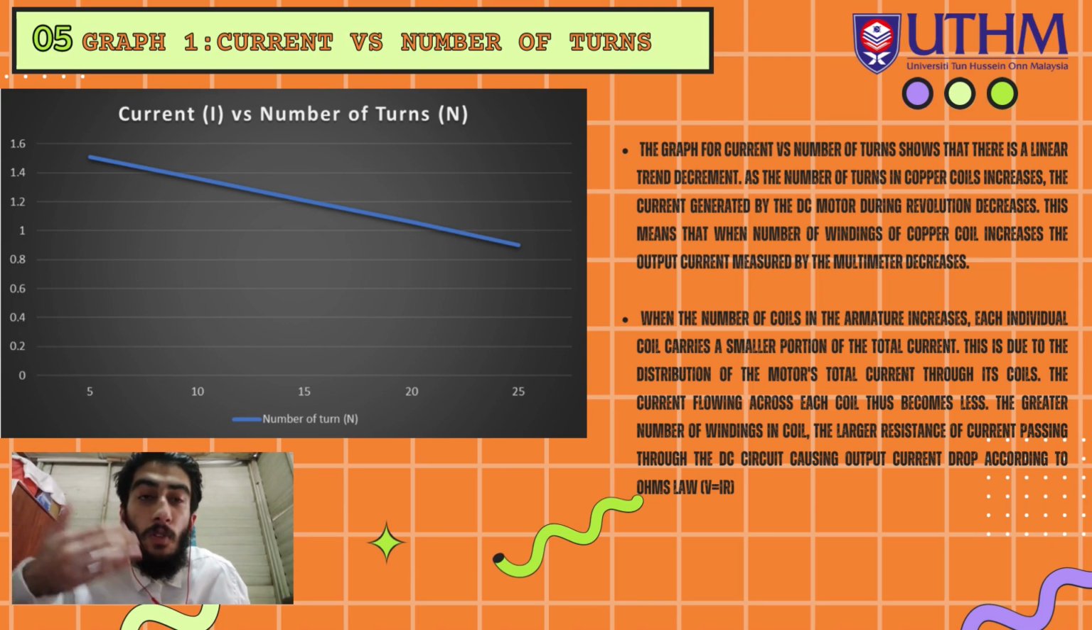The greater the number of windings in the coil, the greater the resistance. According to Ohm's law, V equals IR, but in this case we kept the voltage constant, which is at 1.5 volt. So by increasing the number of windings, the resistance increases, causing the output current to drop.